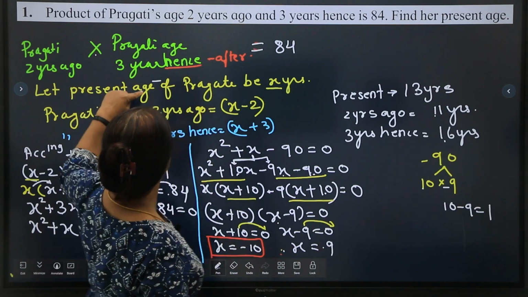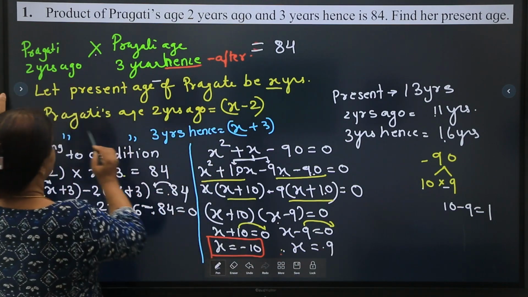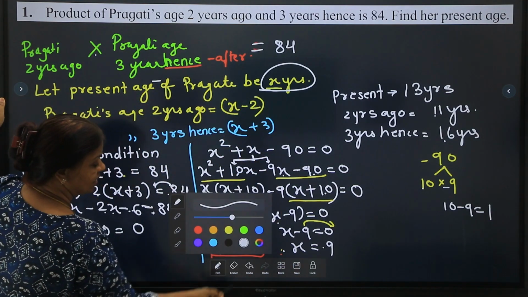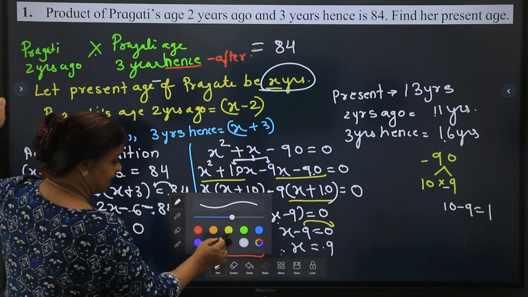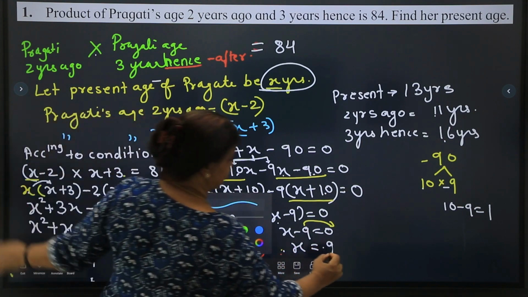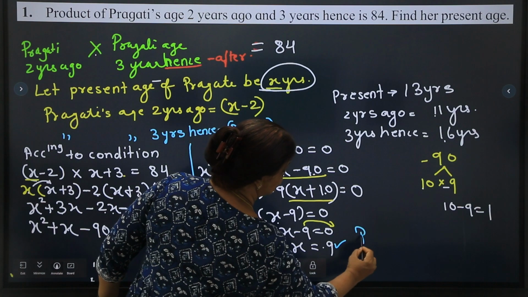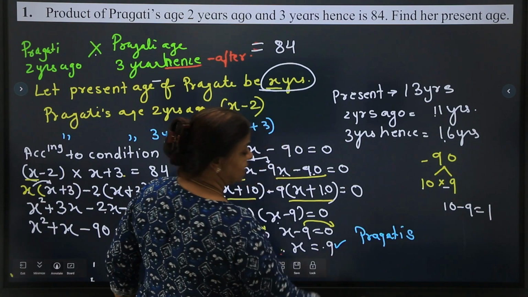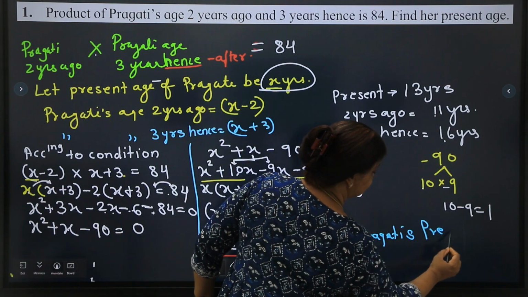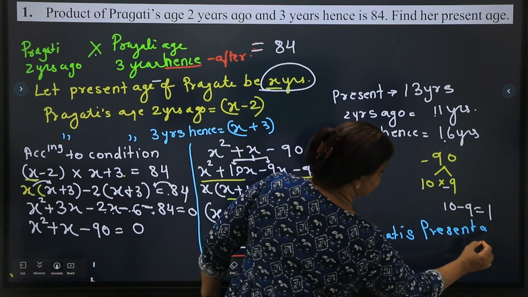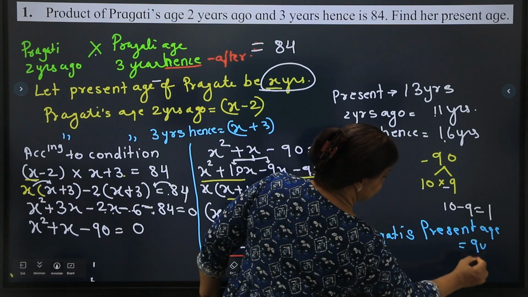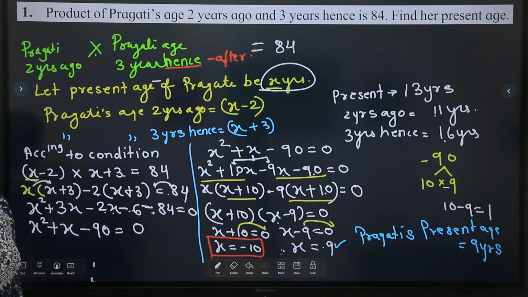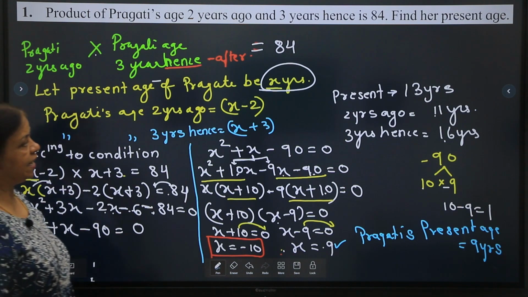What is x we have assumed? We have assumed Pragati's present age to be x here. So what is Pragati's present age now? The present age is 9 years. So at the end you should write down Pragati's present age is equal to 9 years. You can pause and you can solve the sum, children. Let us move to the next question, children.